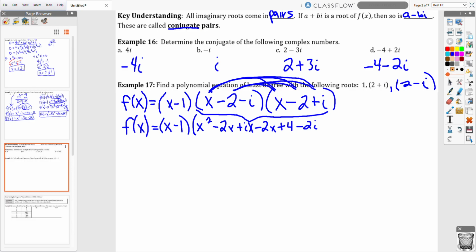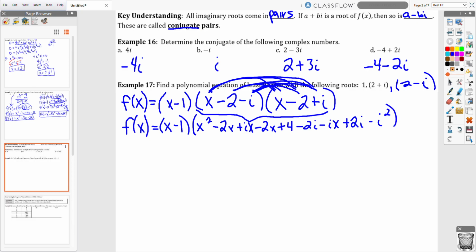Now I have to take this negative i and distribute it. So negative i times x is negative ix. Then negative i times negative 2 would be a positive 2i. And negative i times positive i would be negative i squared.